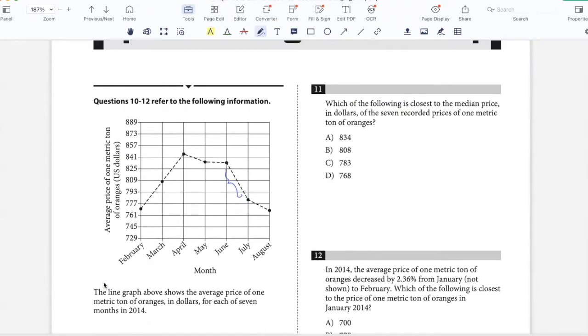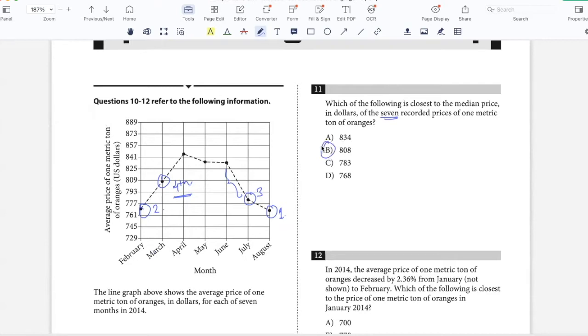Which of the following is closest to the median price of the 7 recorded prices of 1 metric ton of oranges? Median price, right? So for 7, it would be the fourth value. So I'll start with the lowest. Lowest is this. So this is number 1. This is number 2. This is number 3. So this is the fourth value in ascending order. So very close to 809.